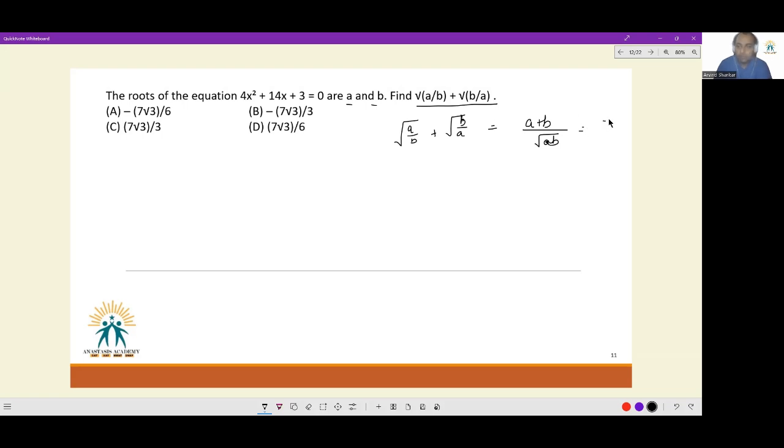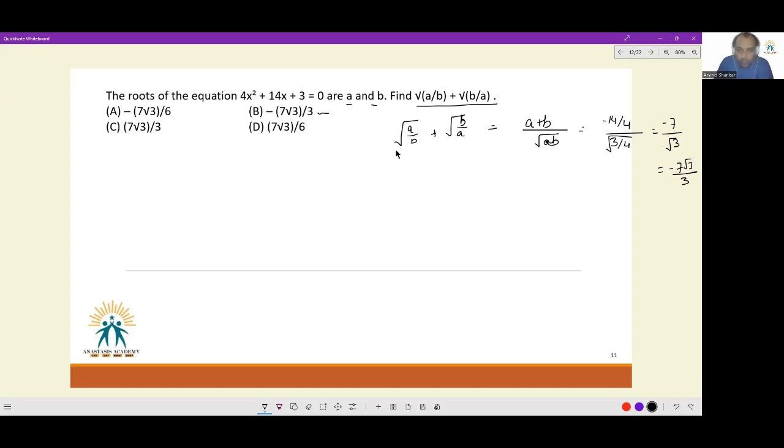Sum of roots is -14/4 and product of roots is 3/4, but this is under root. So this gets us to -7/√3. Because all the options are with a denominator of an integer, this is as good as -7√3/3. You can go ahead and mark this answer, but then it will be wrong.